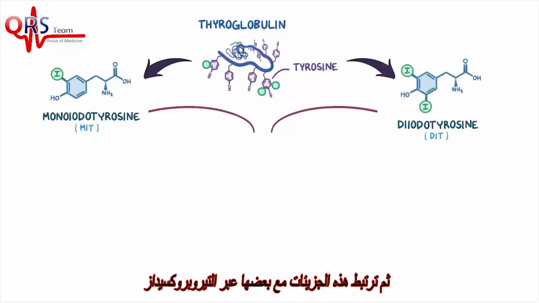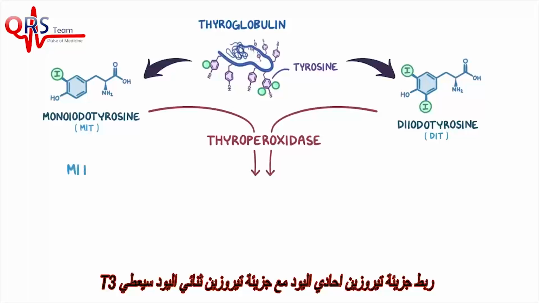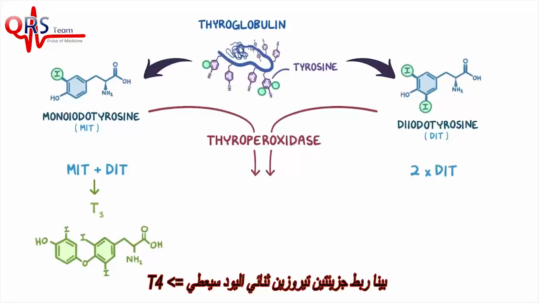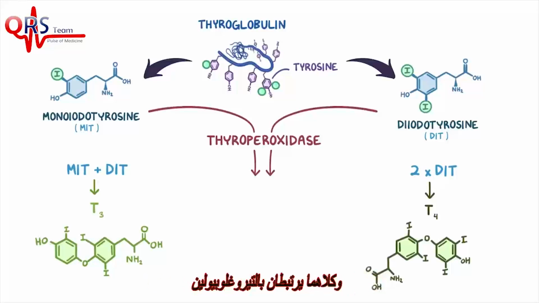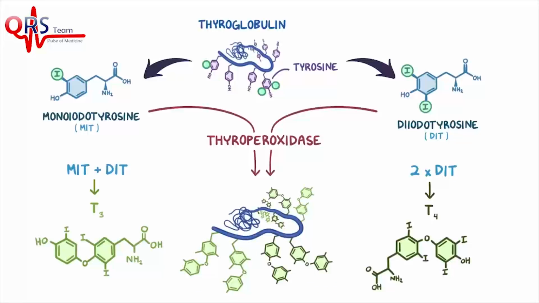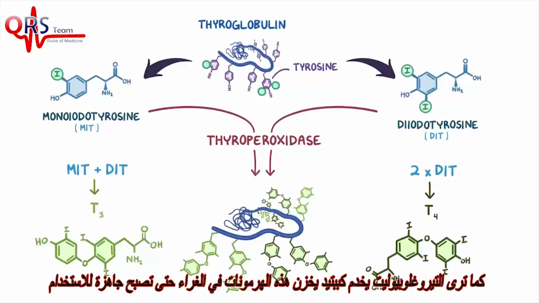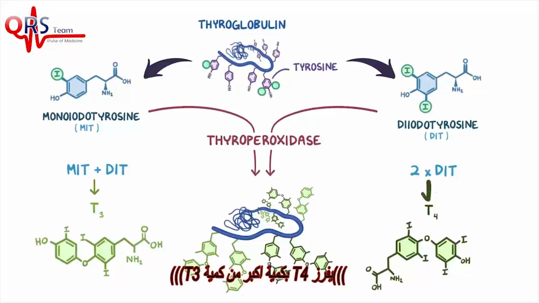These molecules are then linked together by thyroperoxidase. Linking one MIT with one DIT creates T3, while linking two DIT molecules creates T4, and both T3 and T4 remain bound to thyroglobulin. You see, thyroglobulin basically serves as a peptide that stores these hormones on it in the colloid until it's ready to be used, and T4 is created in greater amounts than T3.